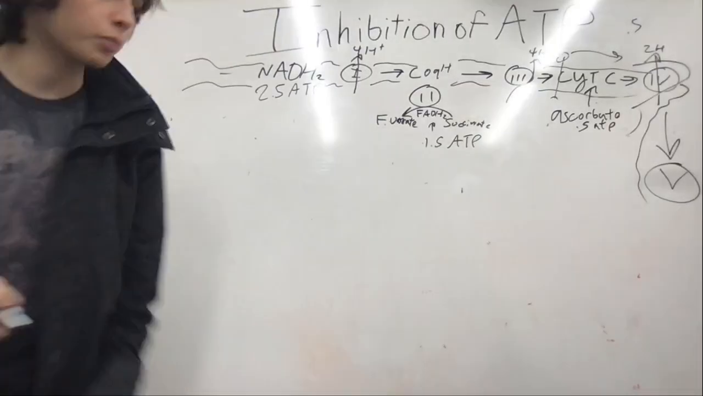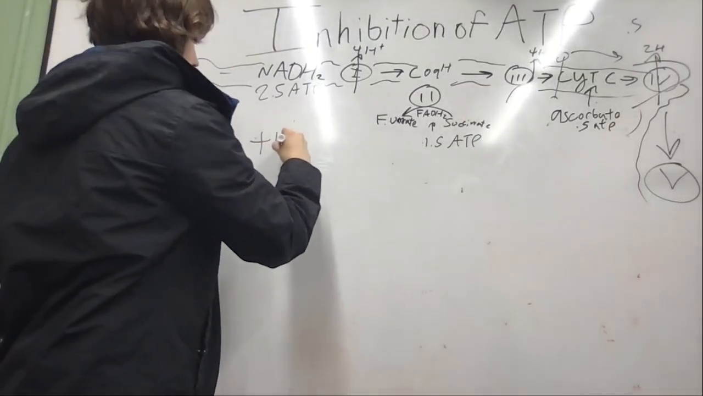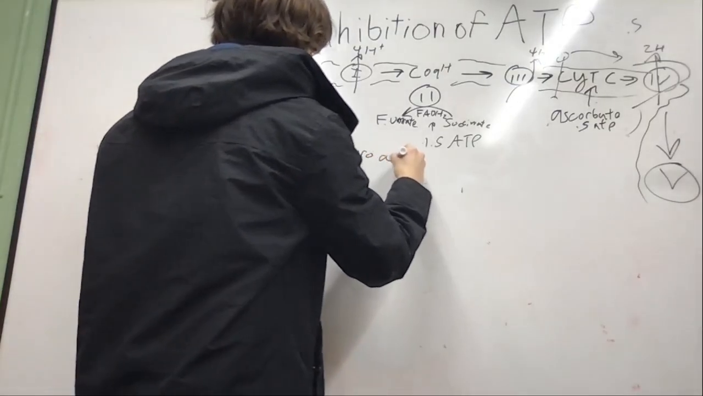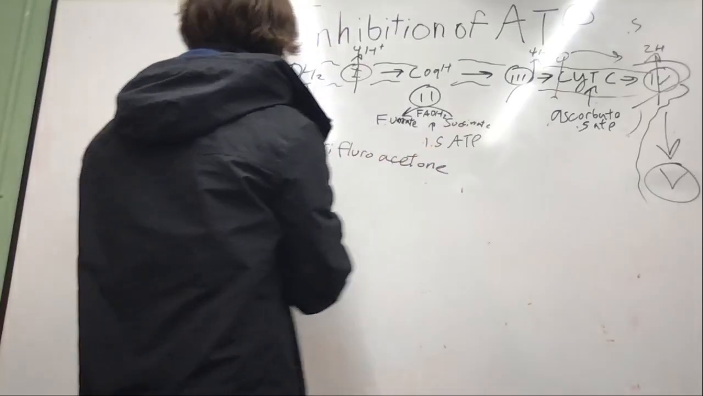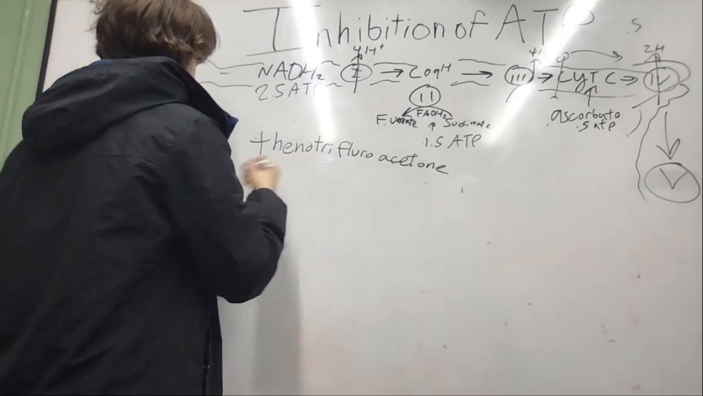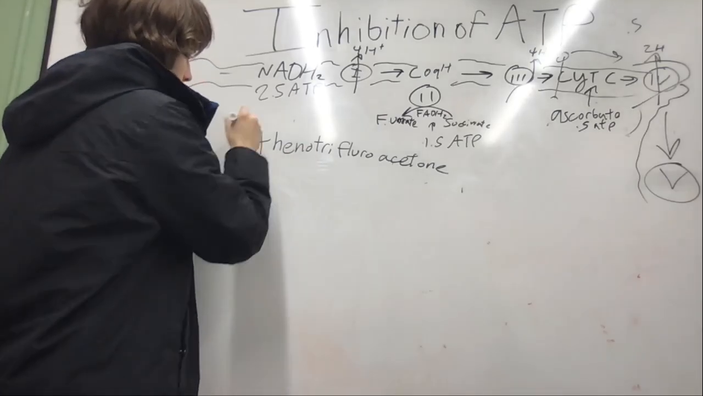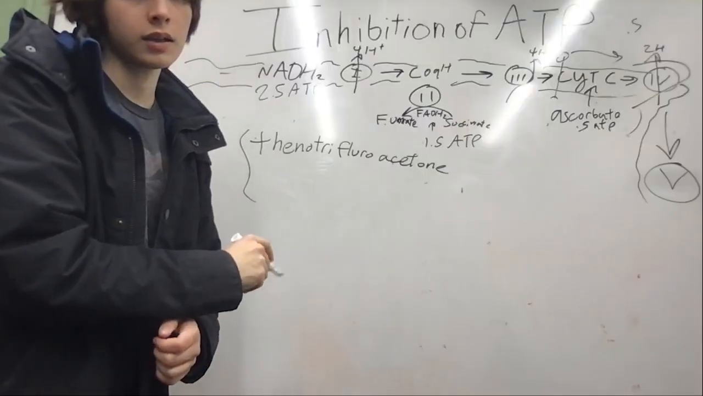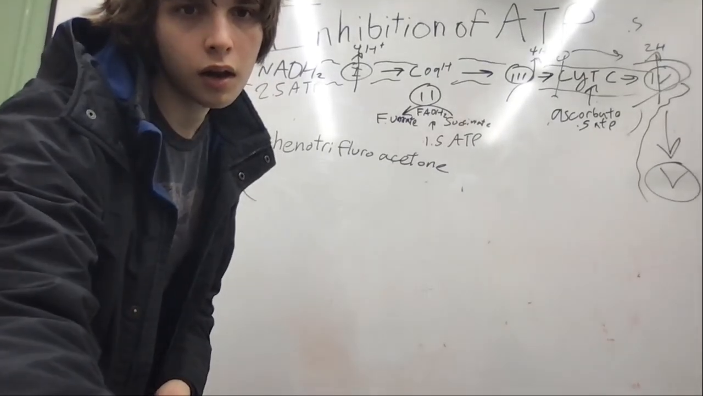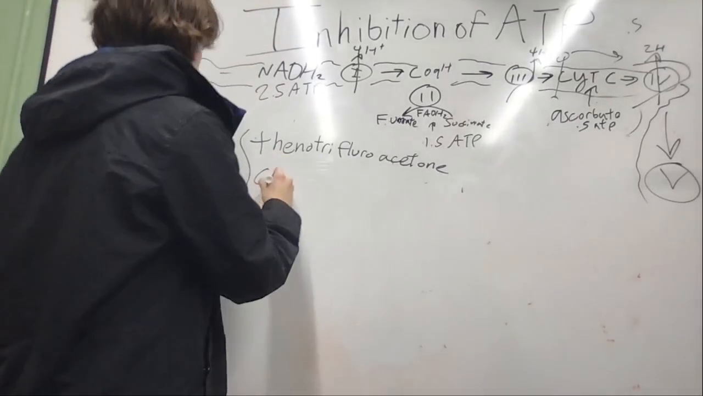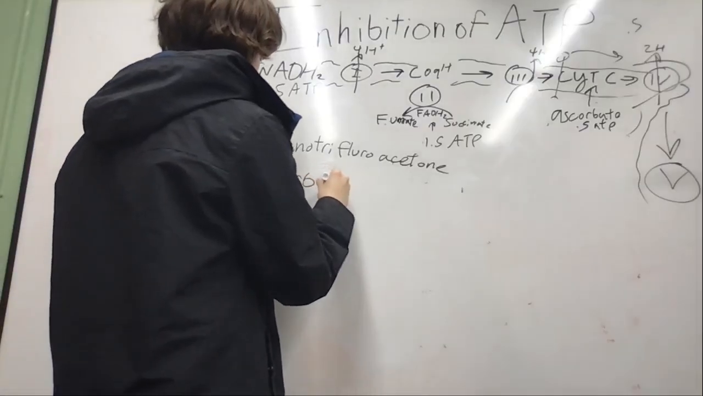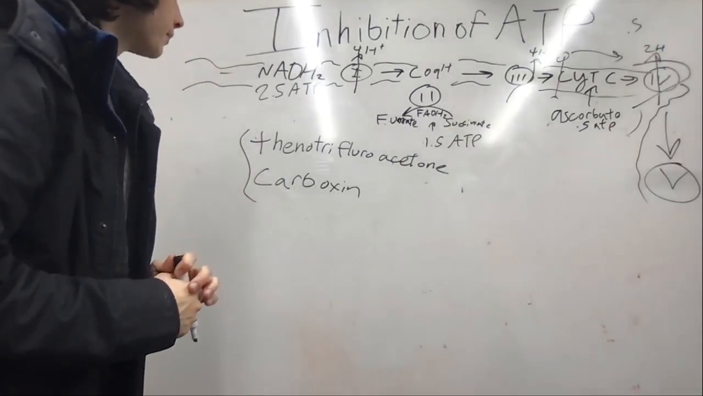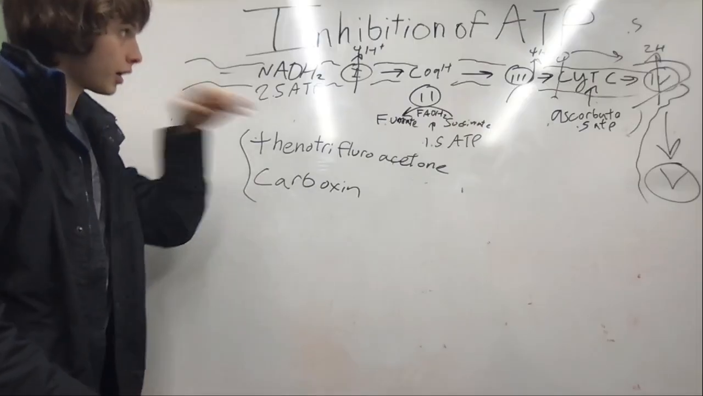Next is complex 2 inhibitors. Now, for this exam, all you need to know is thenoyltrifluoroacetone, and you will need to know malonate and carboxin. You can remember this by that complex 2 has 2. So these are 2 inhibitors, and they're going to inhibit complex 2.